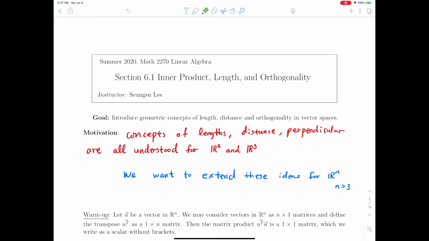Okay, so in this section, we're going to talk about inner product, length, and orthogonality of the vector spaces. The goal of this section is to know the geometric concept of all these things. Basically, we already know the concept of length, distance, and perpendicular in R2 and R3, and we want to extend these ideas to the n-dimensional usual vector space R^n.